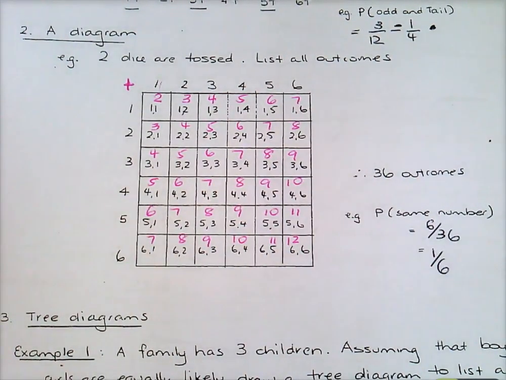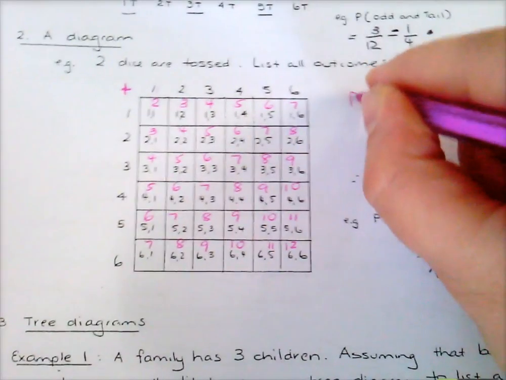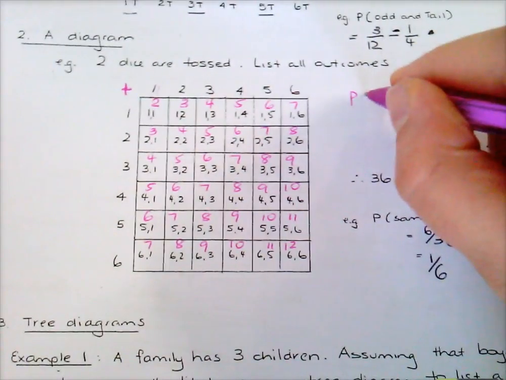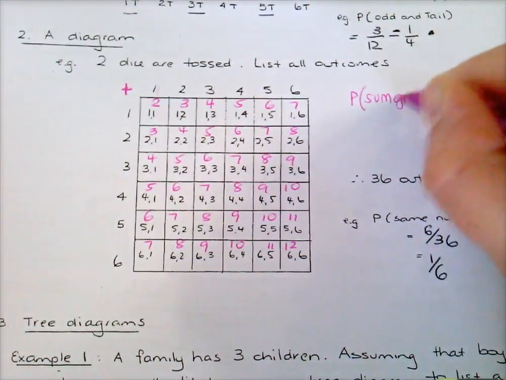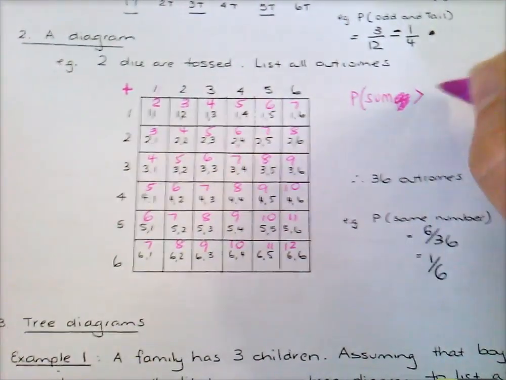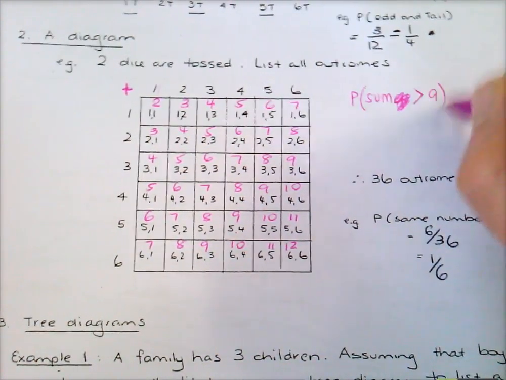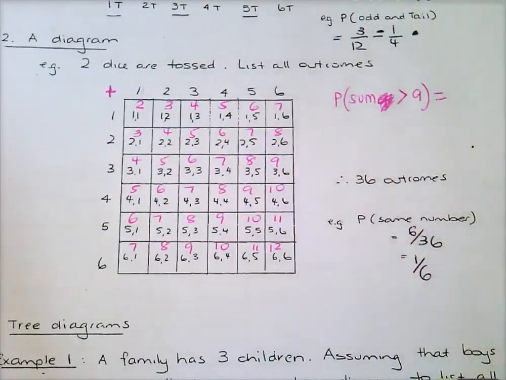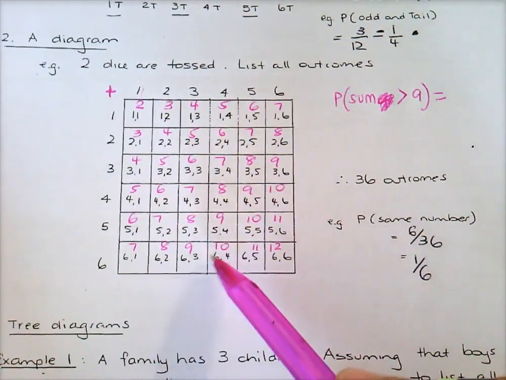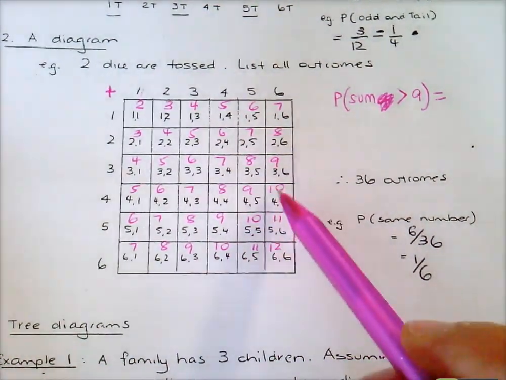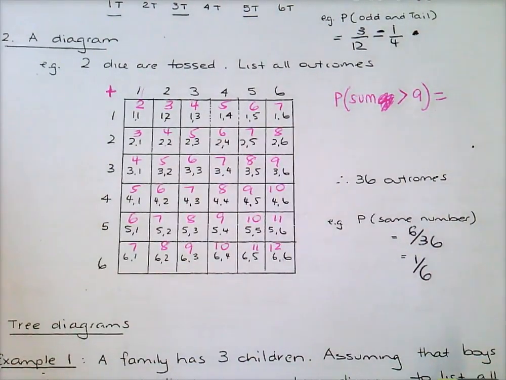Okay? 6, 7, 8, 9, 10, 11. 7, 8, 9, 10, 11, 12. Now, if you were asked for the sum, you wouldn't list the 1, 1, 1, 2, 1, 3. You would just put the sum as I have in pink. Now, I might ask you for the probability of a sum greater than 9. What's the probability of a sum greater than 9?